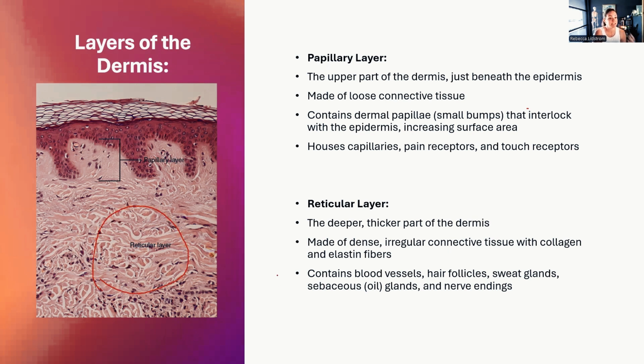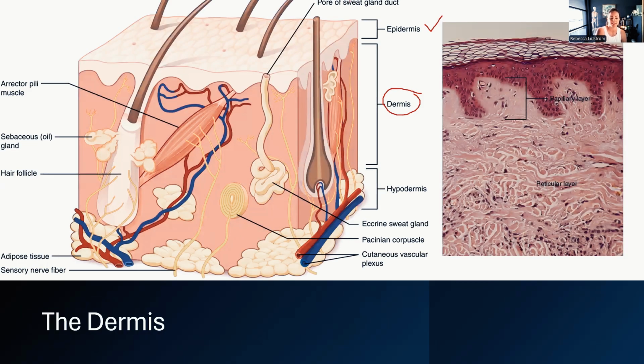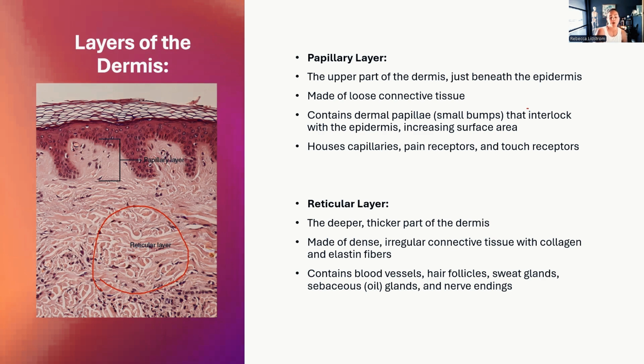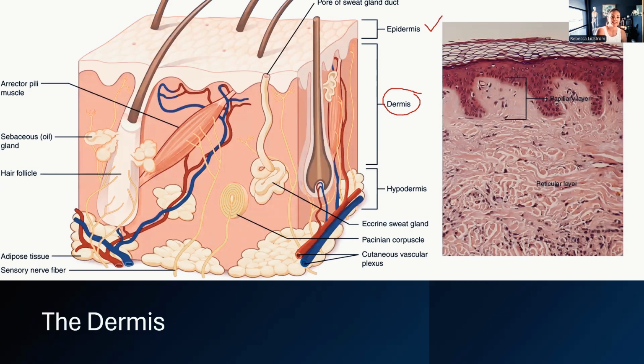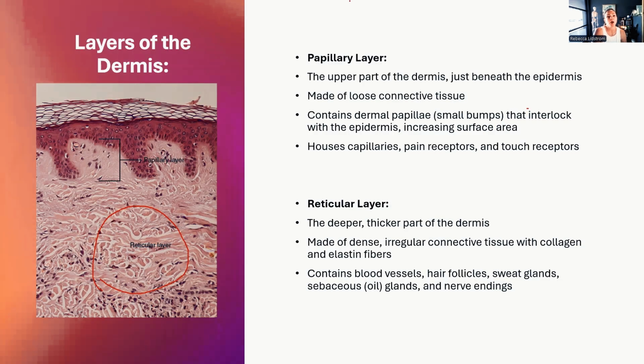The reticular layer is the deeper layer of the dermis, and it's made up of dense, irregular connective tissue. This is where we'll see our collagen fibers and our elastin fibers, both of them giving the skin its structure, support, and elasticity. Again, these are the fibers that we see less and less of as we age. Now, we also will see blood vessels and hair follicles within this region, sweat glands, sebaceous oil glands, and free nerve endings. So everything that we saw basically inside of this picture. All right, that's the two layers of the dermis, papillary and reticular layer.